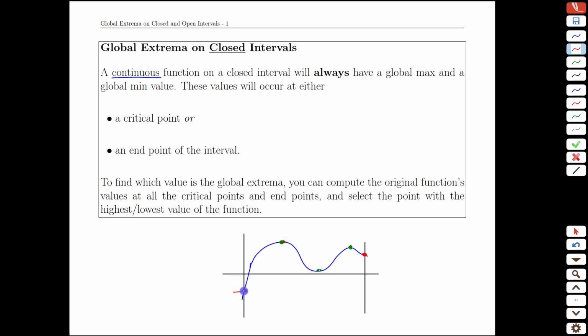And then literally would say, how high is that? How high is that? How high is that? The point that is the highest is literally the highest. It'll be the global maximum. Comparing all those points and finding the single lowest point gives us the global minimum. We really like looking for global extrema on closed intervals because there is this nice clean process for it.